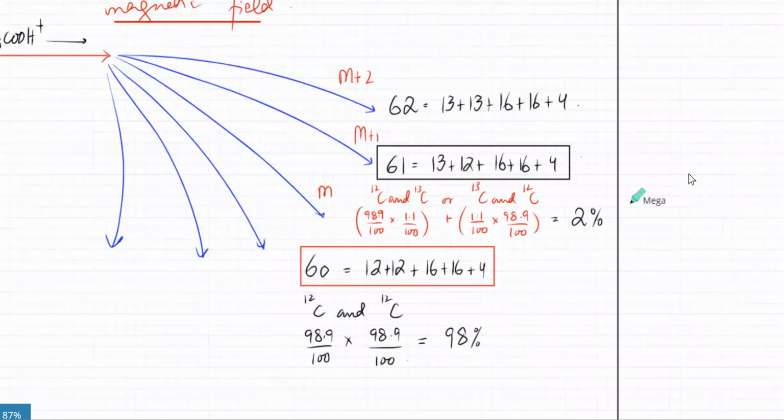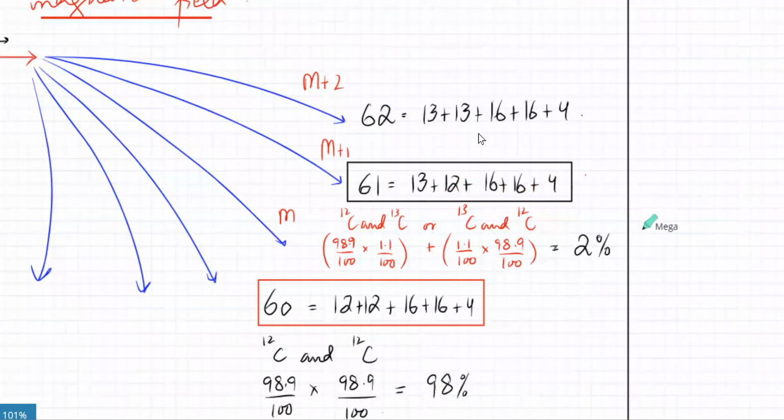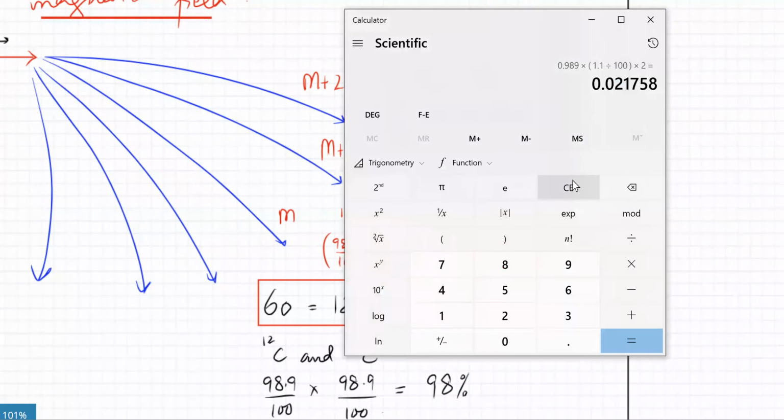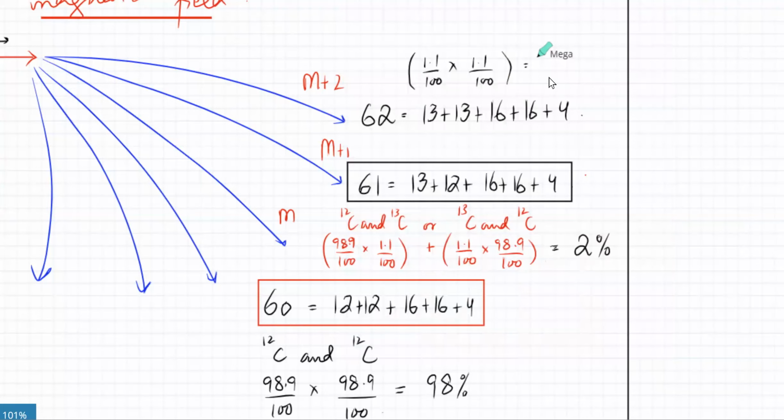And what about 62 now? For 62 you need both of them to be carbon 13. The first one is carbon 13 and the second one is also carbon 13. So carbon 13 has a probability of 1.1 over 100, and the other one also has a probability of 1.1 over 100. If you do this, it's going to come out to be a very, very small value. It's 1.1 divided by 100, squared. Even if I multiply by 100 to find the percentage, it's still going to come out to be 0.01%. That's approximately close to 0, so I'll just round it off to 0.